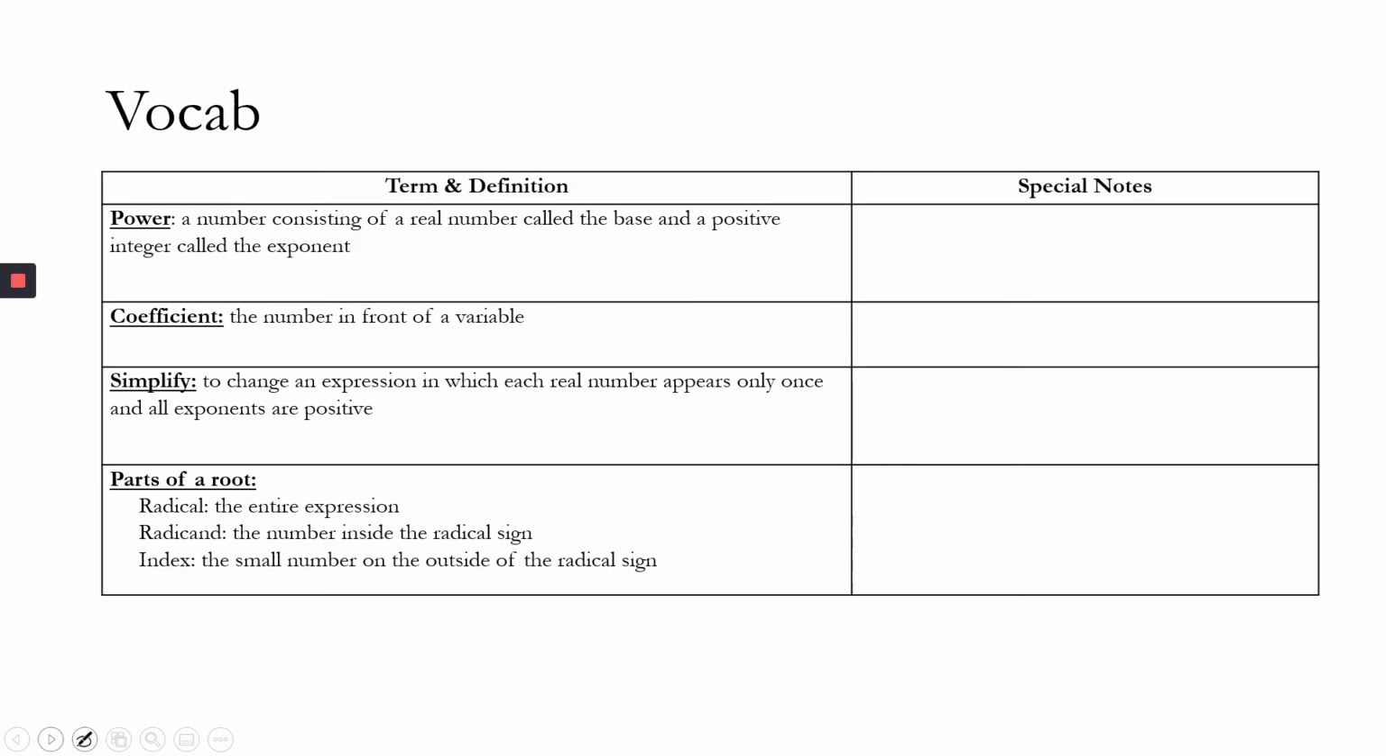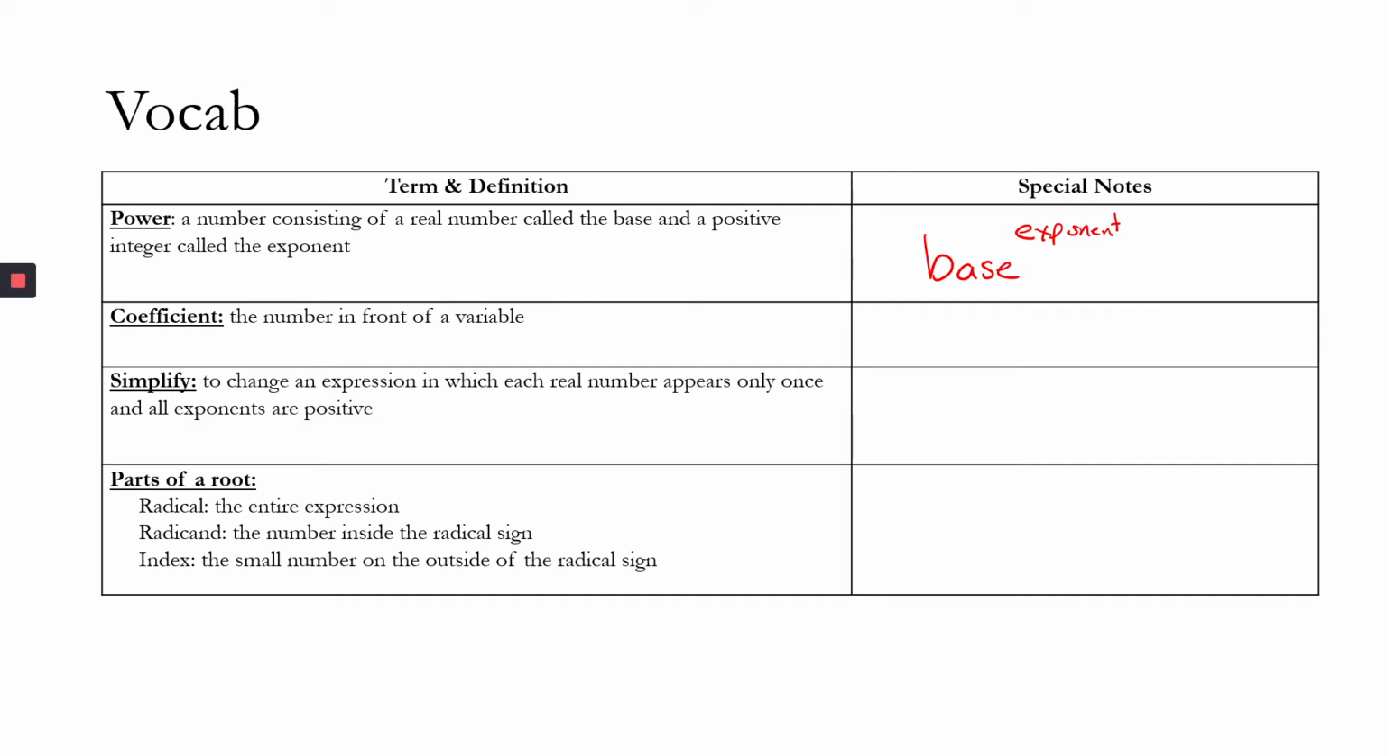So with that being said, let's go ahead and get started. We're going to first start off with some vocab questions. The first one is power, and a power is a number consisting of a real number called the base and then a positive integer called the exponent. So if you want to draw this out, the base is our big number, and then the exponent is the smaller number that's raised up a little bit.